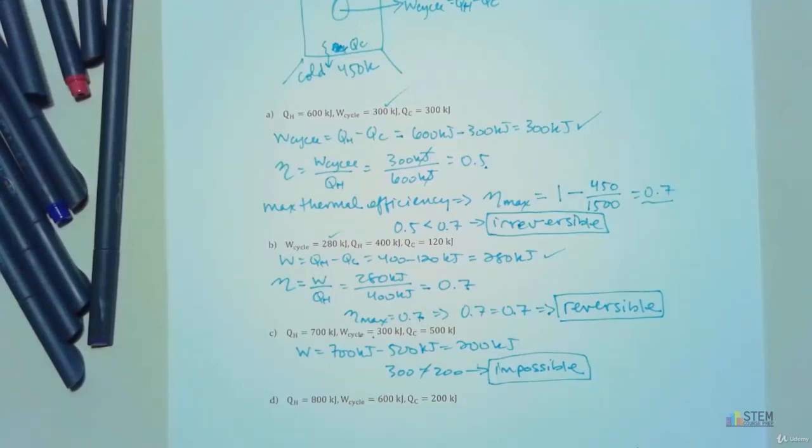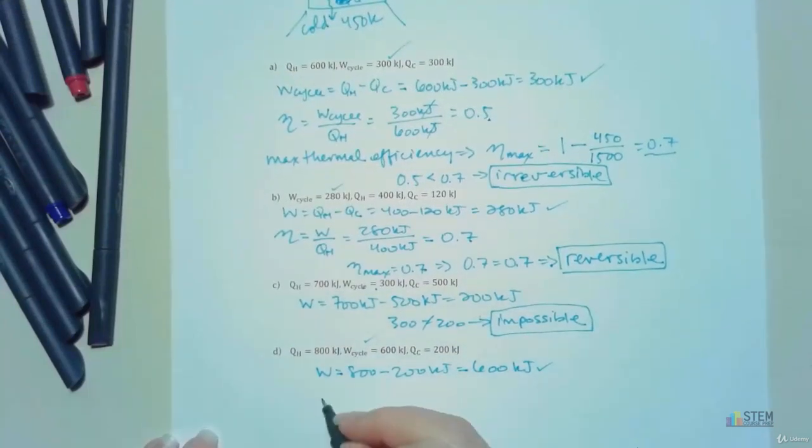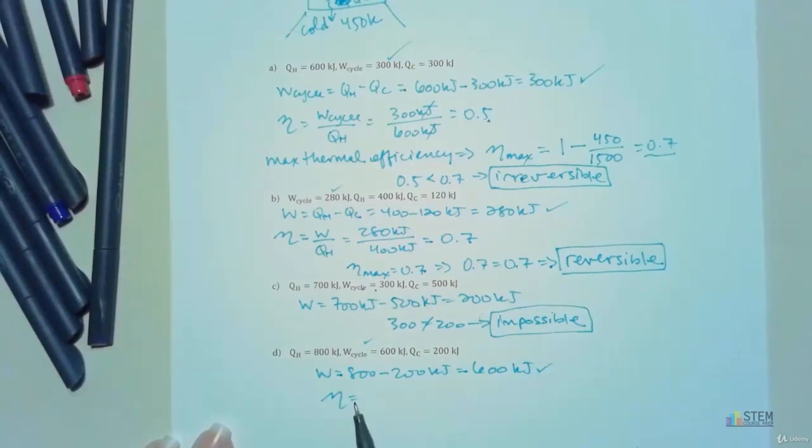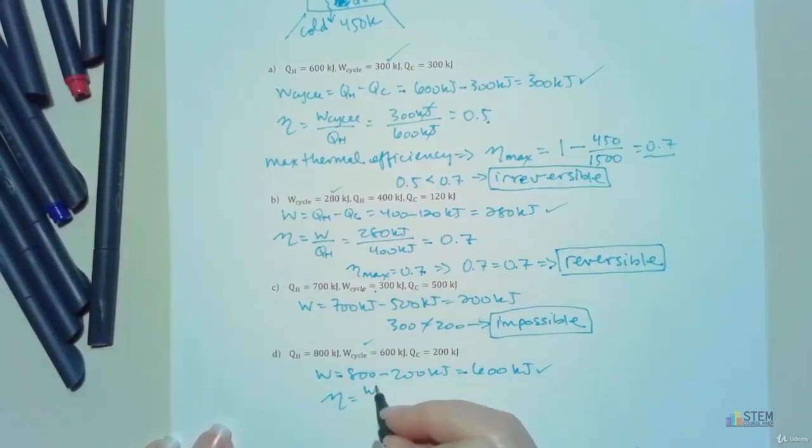Let's go to D. This one we have a QH of 800, work of the cycle 600, QC is 200. Let's double check the work, make sure they're telling us the right thing. We get 800 minus 200. That is indeed 600, so that's good. Those two match up. Now we can go on to find our efficiency. Our efficiency equation, remember, is work over QH. We're going to have 600 over 800. Now when you divide these two, you're going to get 0.75.